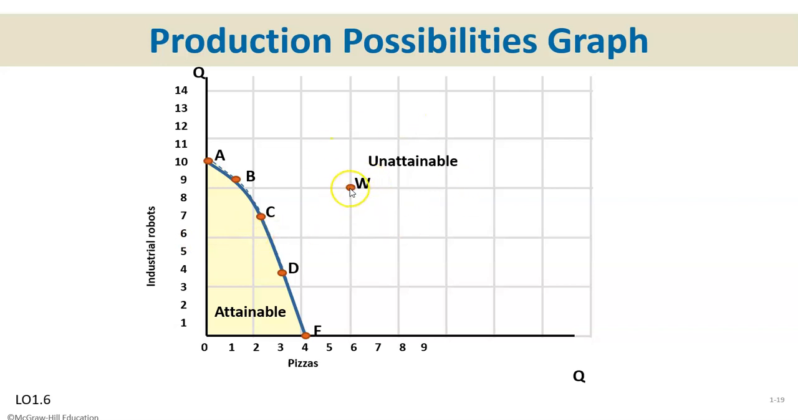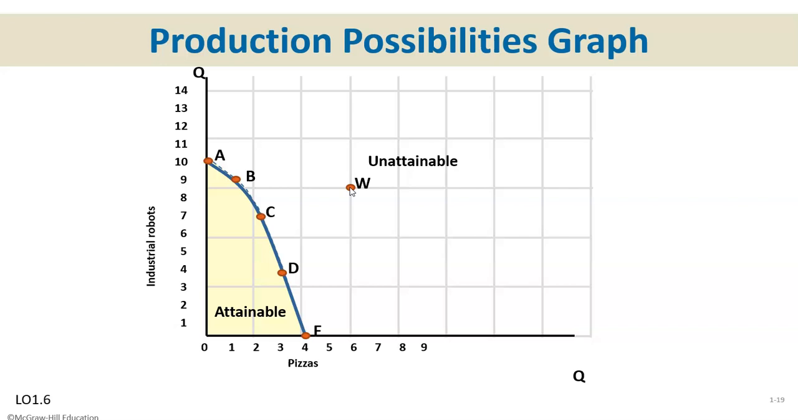Any point out here, like they put point W here, and it looks like 8 or 9 robots and 6 pizzas, this point is unattainable. Unattainable means the economy does not have enough resources to produce at that point. So think of attainable as possible. Yes, we have enough resources. Unattainable is impossible. No, we don't have enough resources.